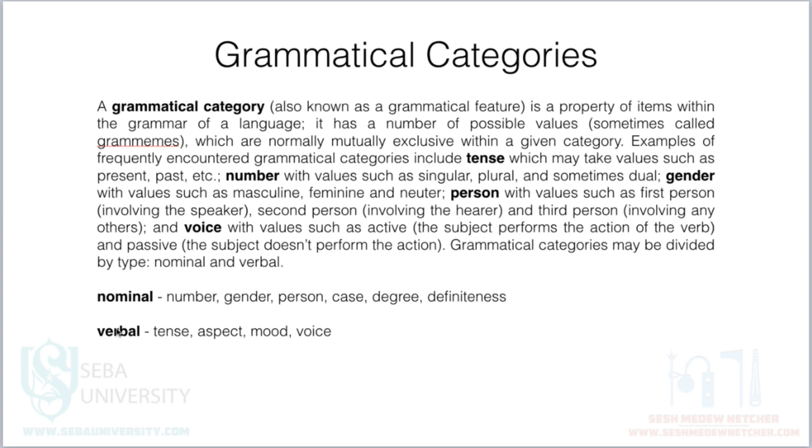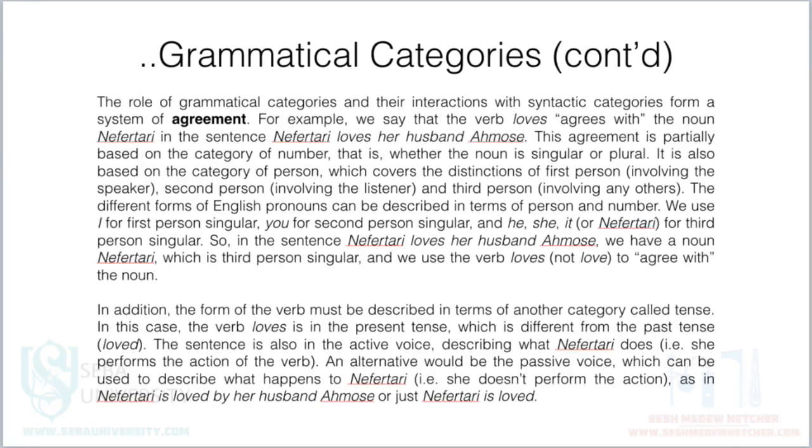Then we have verbal grammatical categories such as tense, aspect, mood, and voice. All right. So that's what grammatical categories are in a nutshell. But to continue, and this is the important point that we have to understand as a feature within various different languages, especially the ancient Egyptian language. So what's the role of these grammatical categories?